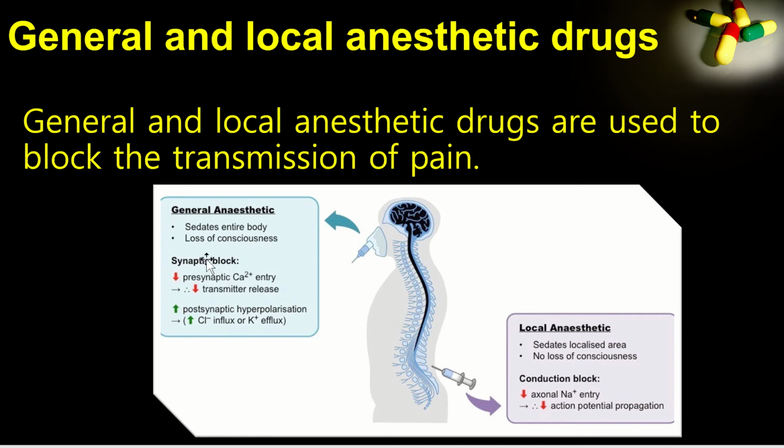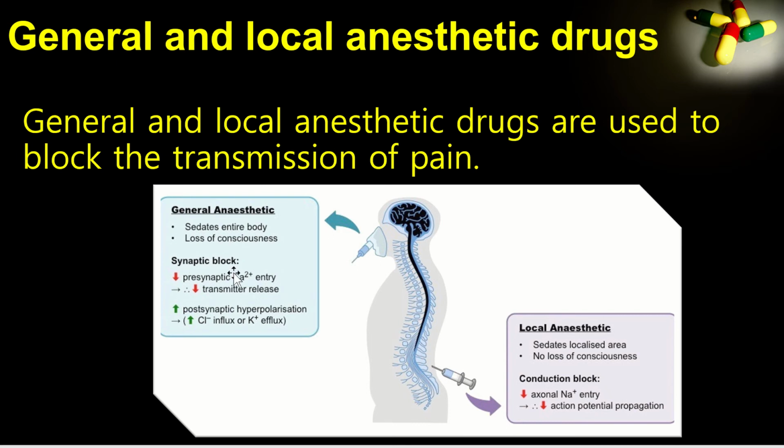For the mechanism of action, for the general anesthetic, generally you have a synaptic block, while for the local anesthetic it is usually a conduction block, right? So clearly one happens at the synaptic cleft, the synaptic region, and one occurs along the neuron, right?